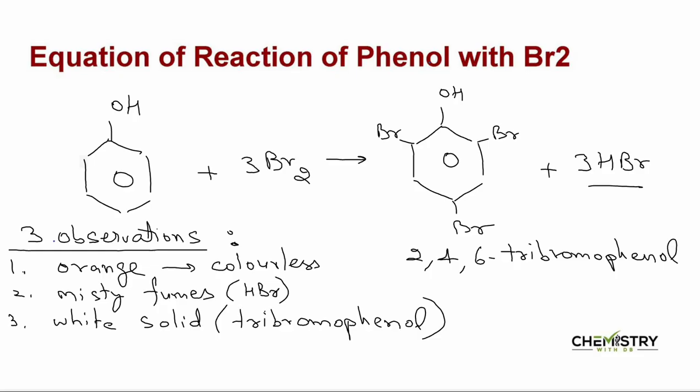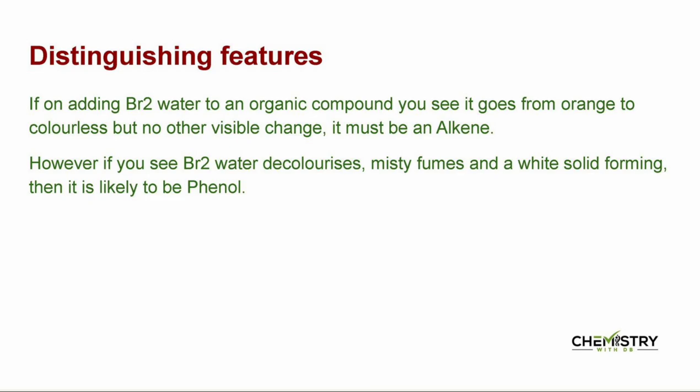a white solid. So therefore, to conclude this, you can see that if you add bromine water to an unknown compound and you see it just goes from orange to colorless but no other visible observation, then it must be an alkene. However, if you see three observations, that is, the bromine water goes from orange to colorless, misty fumes form, and a white solid also you can see, then in that case, it's likely to be phenol.